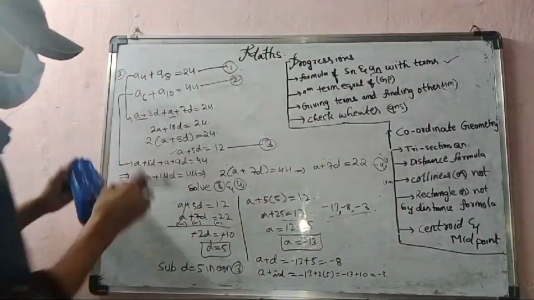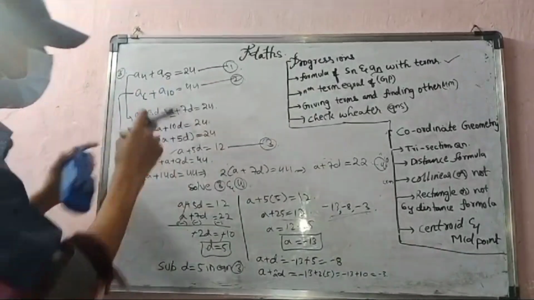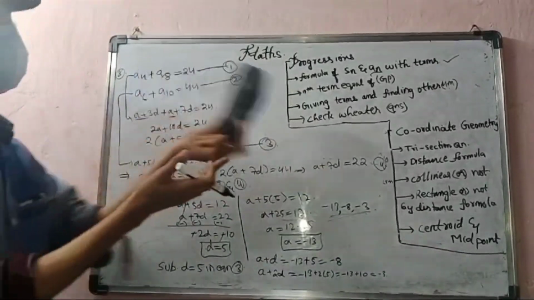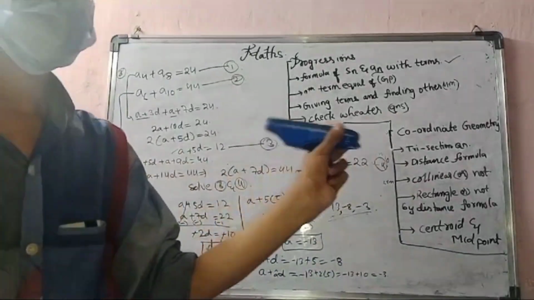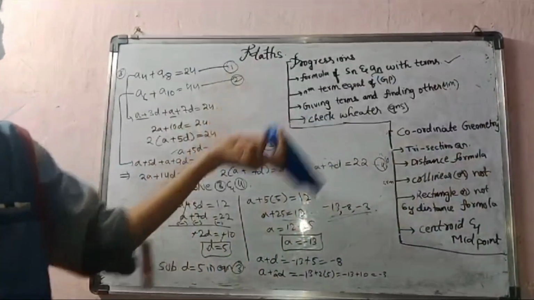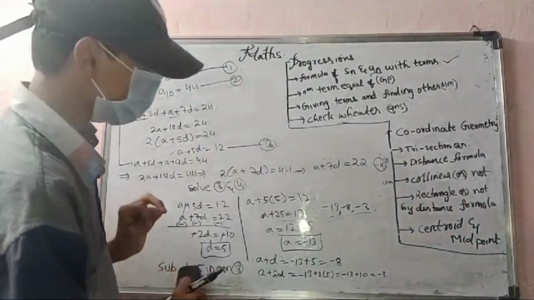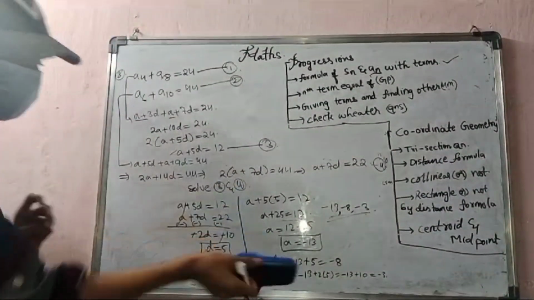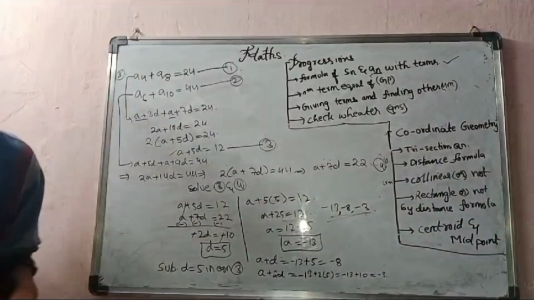Take as equation 3. Now here, for the second one, we can write A6 as A plus 5D, A10 as A plus 9D, so 2A plus 14D equals 44. If we take 2 common, A plus 7D equals 44 by 2, that is 22. Solving both, we will get D equals 5, and substituting this D equals 5 in 3 or 4, we will get A as minus 13, and find the other two terms.